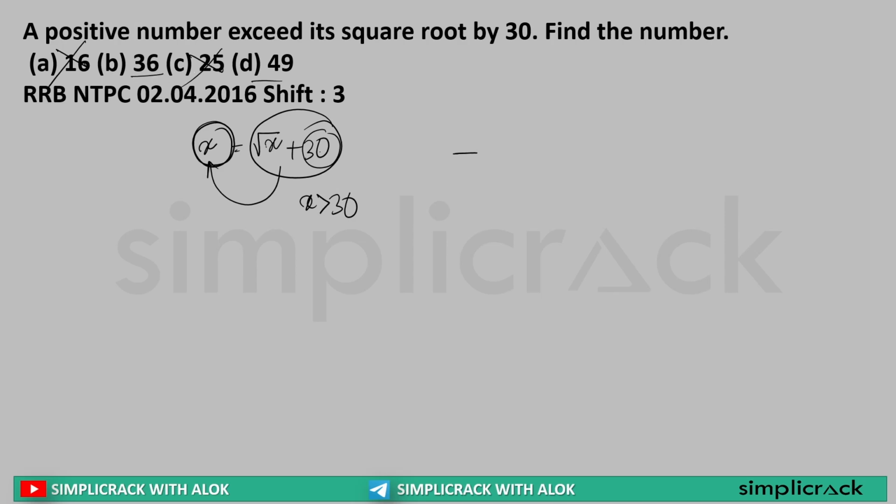Now what are remaining? 36 and 49. Now square root of 36 is what? 6. So if I add 6 plus 30, I will get 36. So what is my right answer? Option B. This is what the question is saying. That's all.